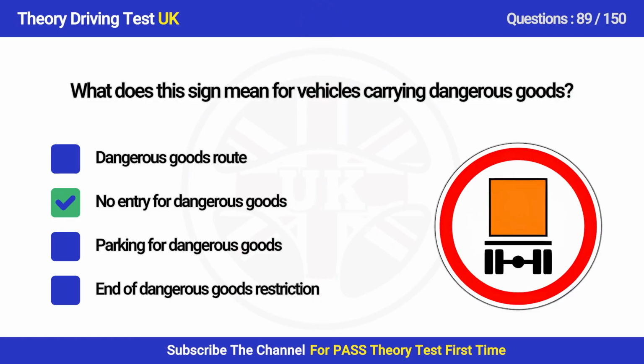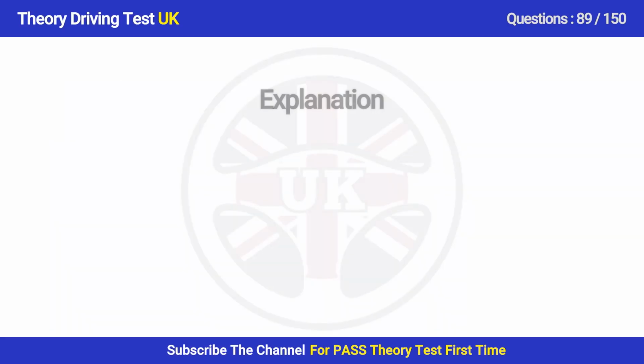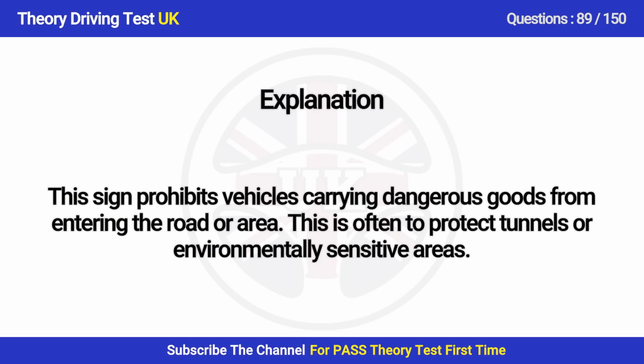Answer is B. No entry for dangerous goods. This sign prohibits vehicles carrying dangerous goods from entering the road or area. This is often to protect tunnels or environmentally sensitive areas.